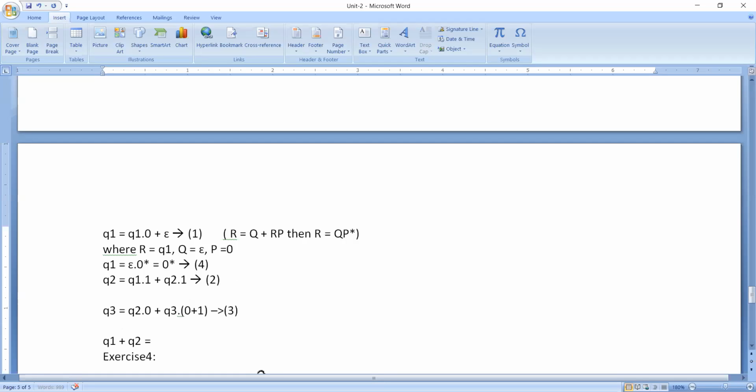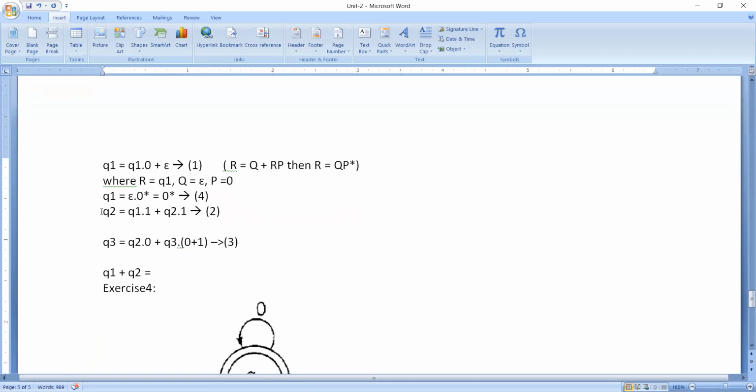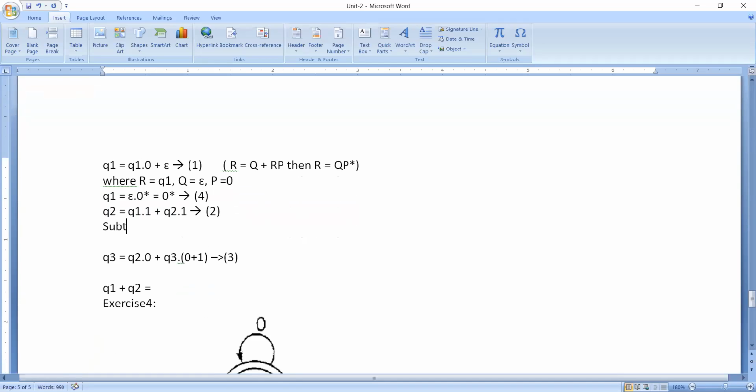Then next, in order to find our result, we got Q1. The next thing we need to do is get Q2 also. To get that Q2 value, I already have the Q2 expression. In this Q2, I am going to substitute the value of Q1. So here, substitute 4 in 2.